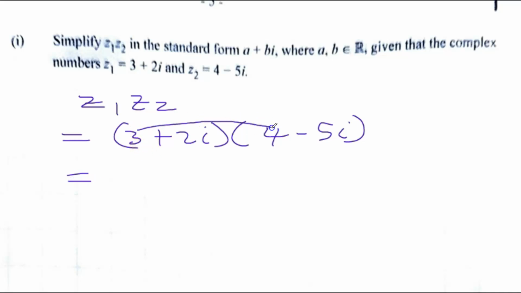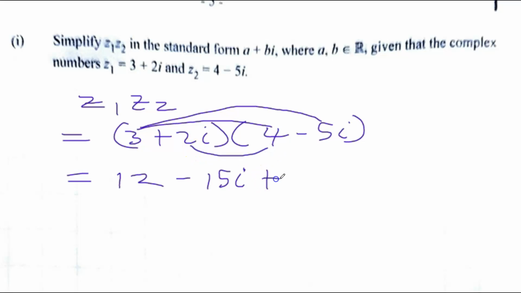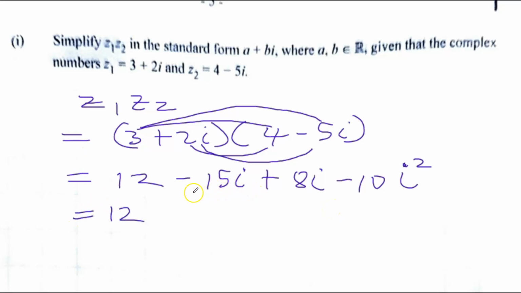So let's expand. So 3 times 4, that's 12. And 3 times minus 5i, that's minus 15i. Continuing, 2i times 4, that's 8i. And 2i times minus 5i, that's minus 10i squared. So let's group the like terms. So we have 12, and group the i terms. We have minus 15i plus 8i. That's minus 7i. And recall that i squared is negative 1.